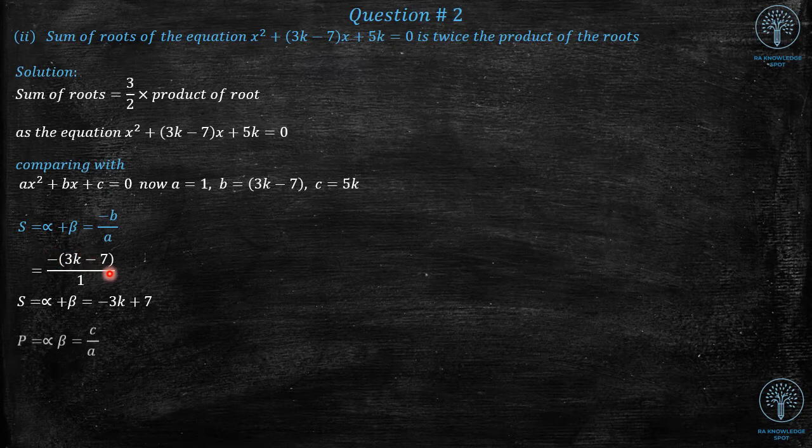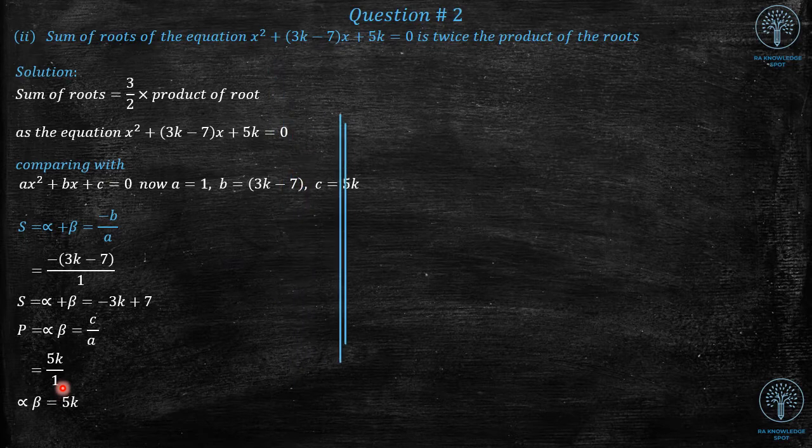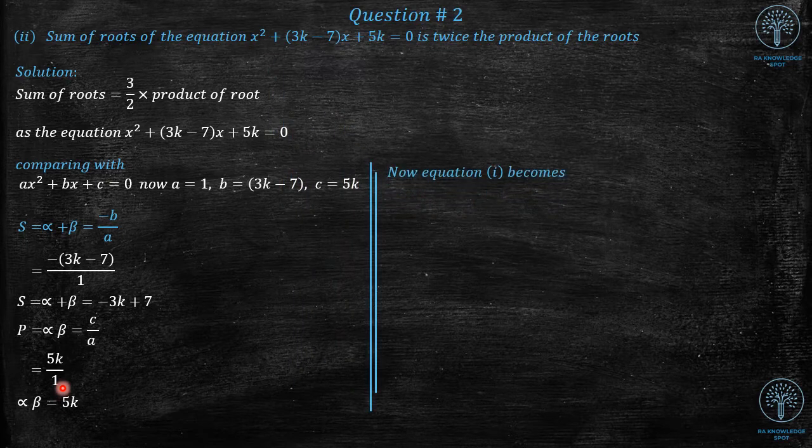Now you have to find p, that is the product of roots. Alpha beta is equal to c by a. Putting the value of c is 5k and your a is 1. Again there is no value of 1 in the denominator, so we are going to skip it. Now equation 1, you can call it equation 1.